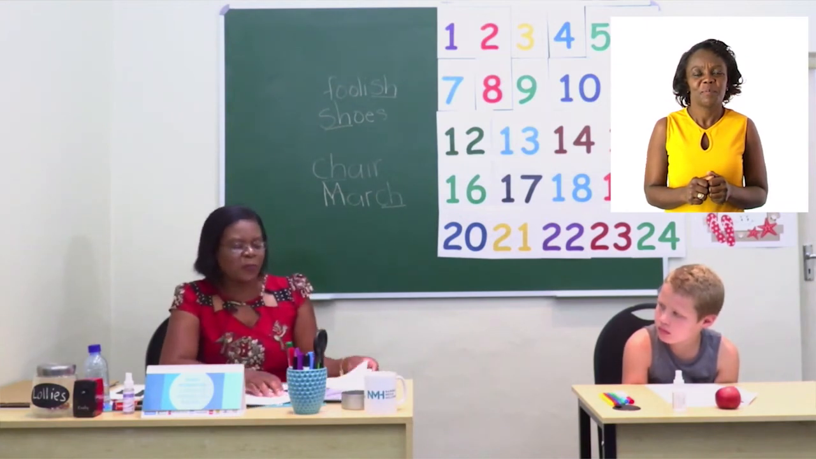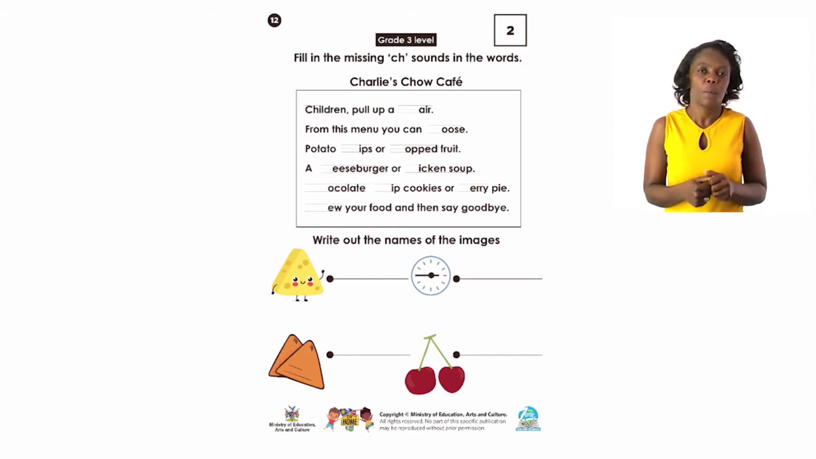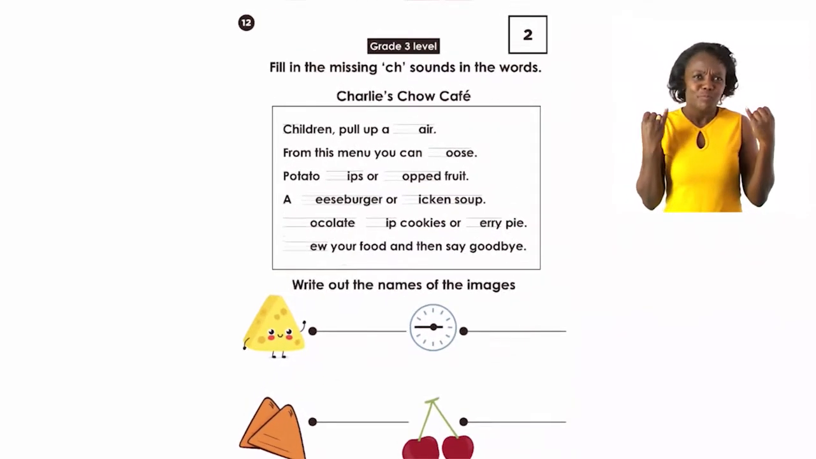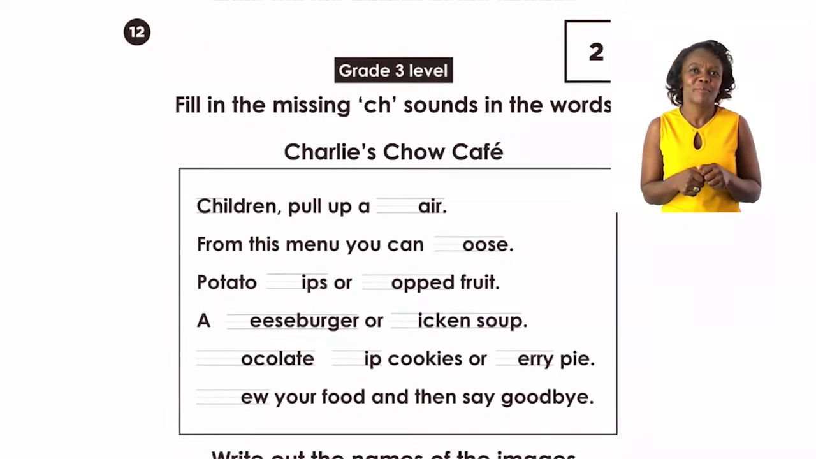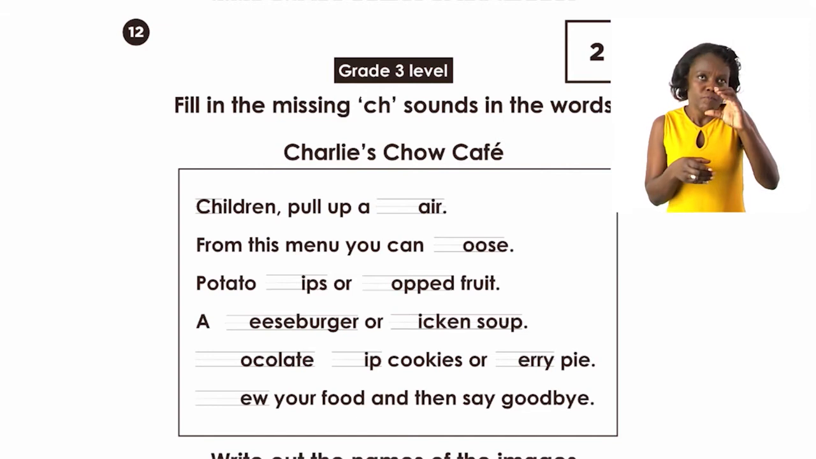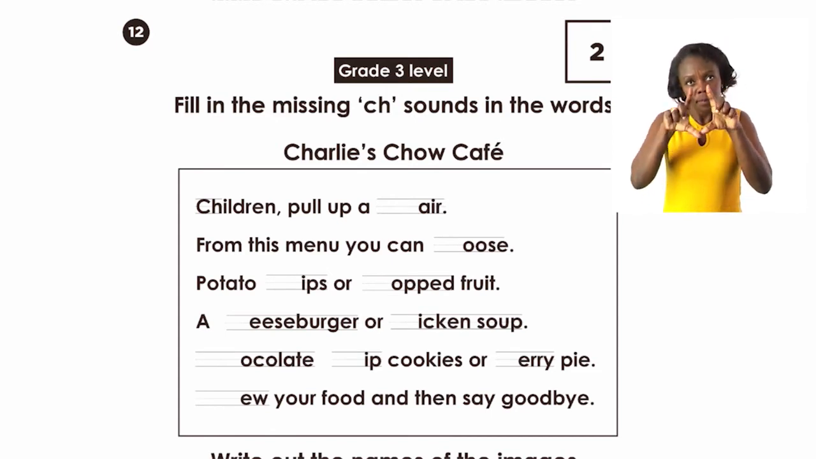Let's proceed to page 12. These are very easy exercises. I'm enjoying it. And what about you? I know you are. You are still going to fill in the ch sound in the words. You are going to fill in the ch sound there. All right. So you have got the pictures there. You have to write down their names.